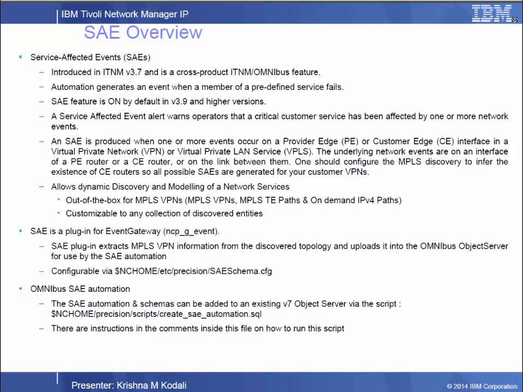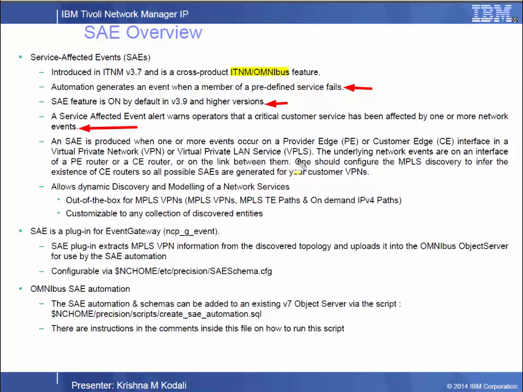Okay, so let's talk about the SAE overview. This is a cross-product feature that was introduced back in 3.7. So you need to have, at a minimum, both ITNM and Omnibus integrated. It's nothing but we raise an alert when a member of a predefined service fails. It could be MPLS VPN, it could be IPv4 paths, and so forth. This feature is on by default in 3.9 and higher versions. We want the NOC operators to know when their services are affected by one or more network events.